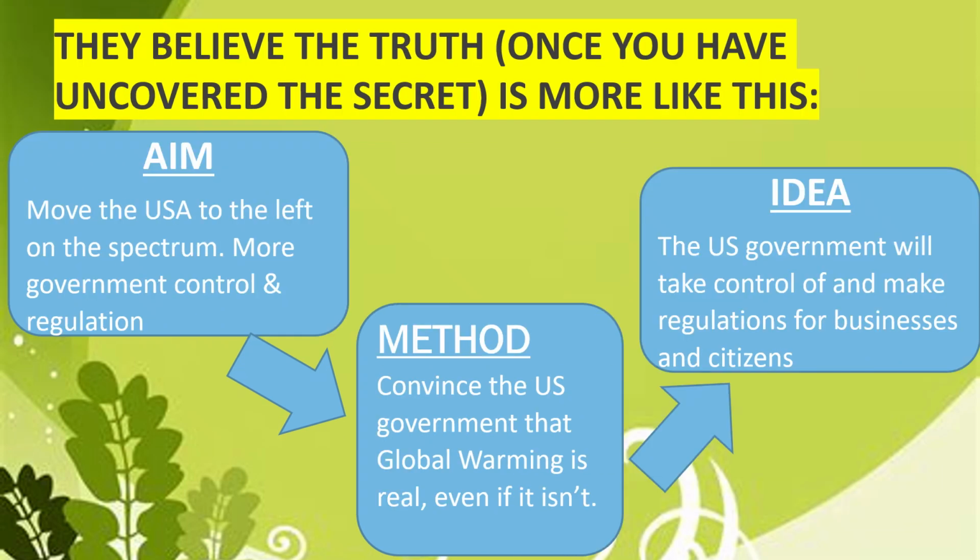But they believe that the truth is, once you've uncovered the secret, it's more like this one. The aim is to move the USA to the left on the spectrum, more government control and regulation. The method is to convince the US government that global warming is real, even if it isn't. And their idea is the US government will take control of and make regulations for businesses and citizens because of environmental issues.